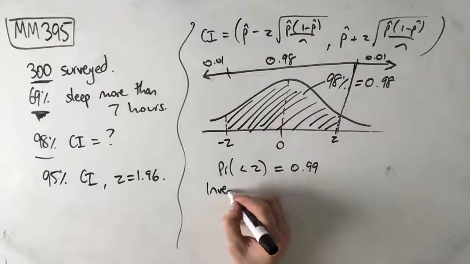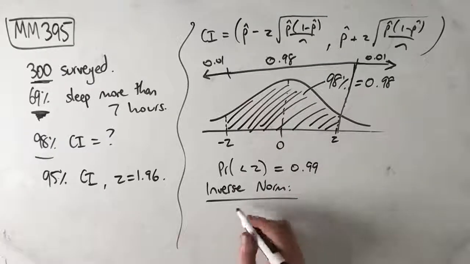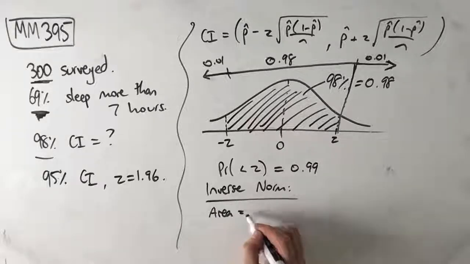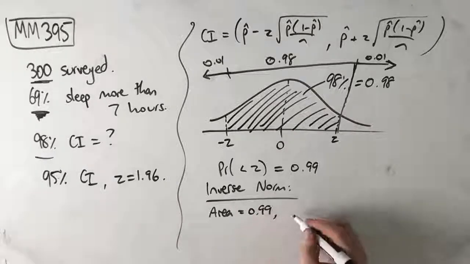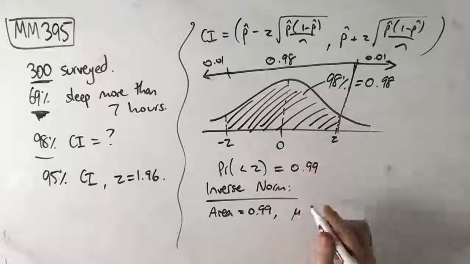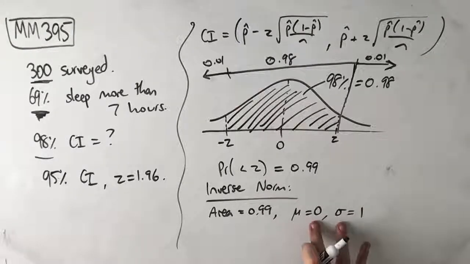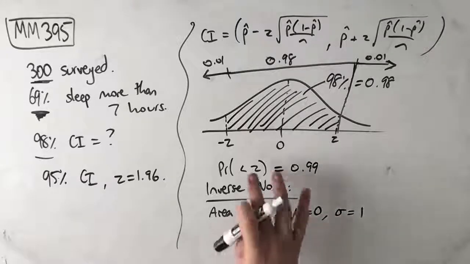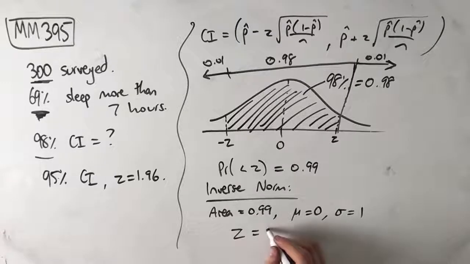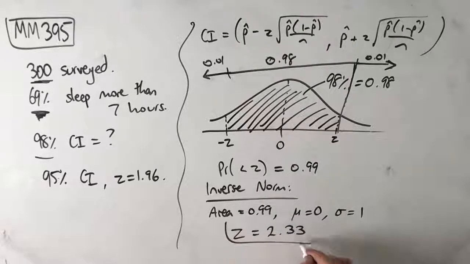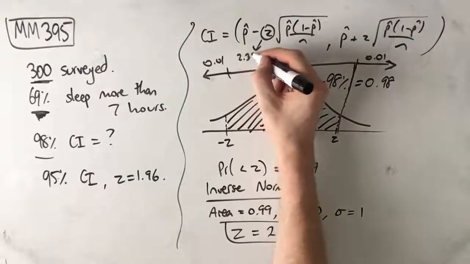Now, we can use our inverse normal to find our z value, right? Because inverse normal requires three things. Area, which in this case is 0.99 because it's to the left of z, 0.99. It requires a mean, which in this case is 0, and a standard deviation, which is 1 in this case. So we always take our standard 0 and 1 when we're doing this and finding our z value. Now, this pops out a z value of 2.33. So that's our z value. So this z value here is 2.33.